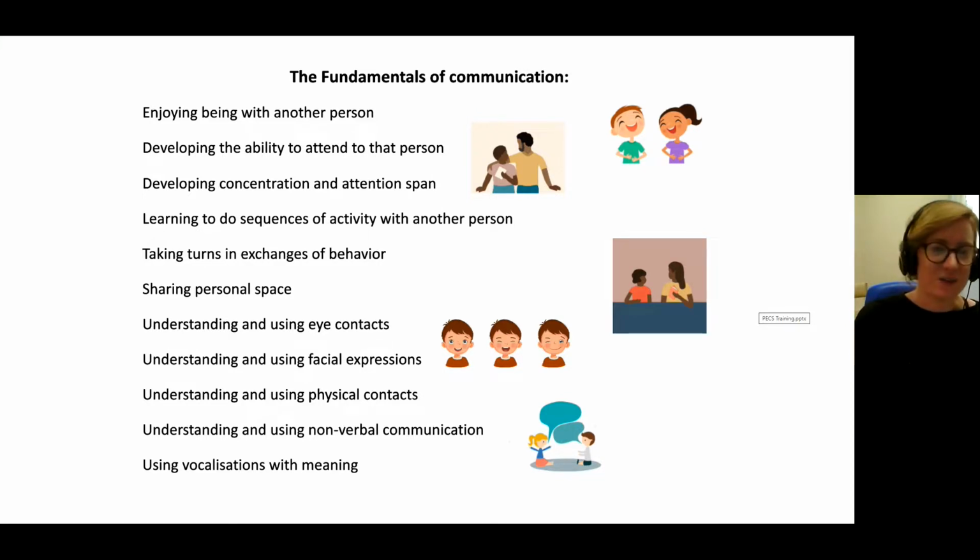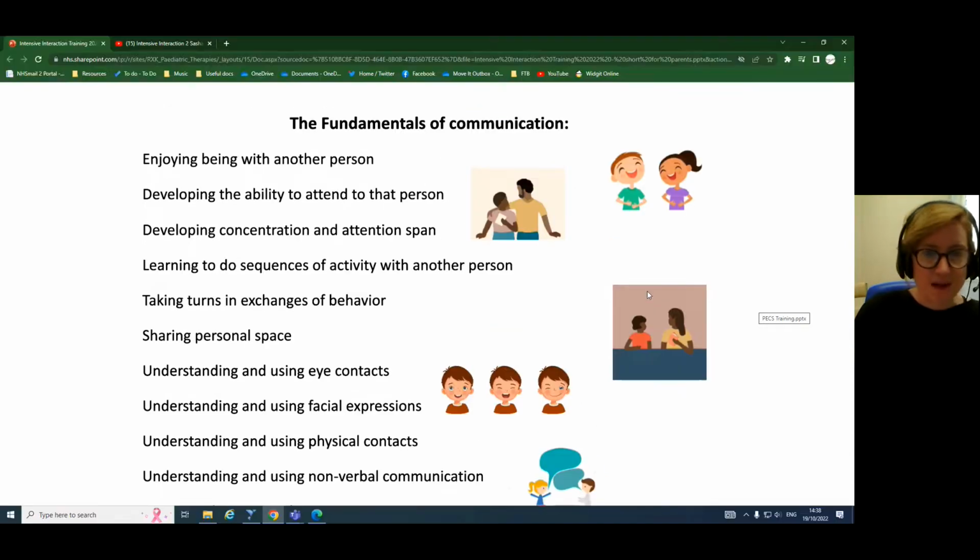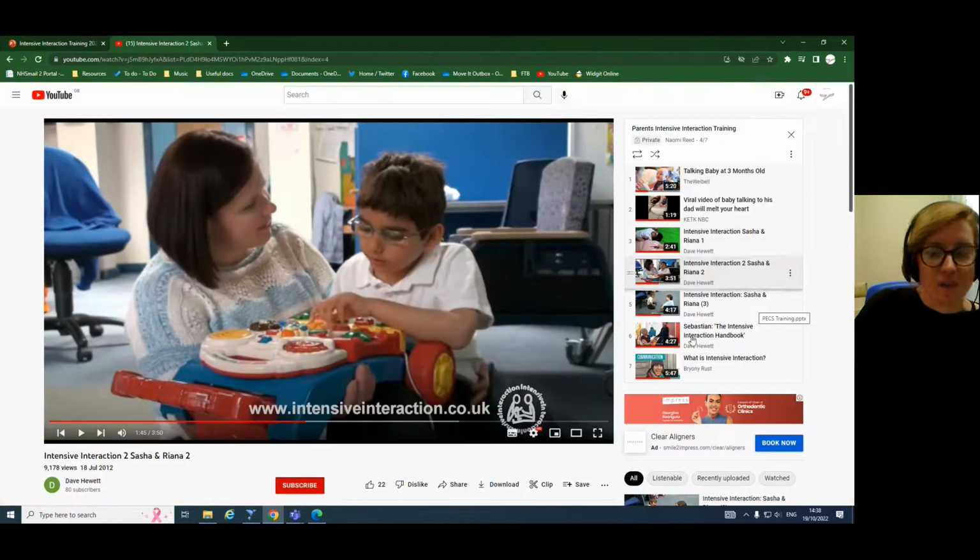So again, we can see that he's someone who doesn't mind sharing personal space. We're seeing a little bit more eye contact, a little bit more looking. We saw some more smiles. He's initiating some really gentle physical contacts, but we're not quite yet at the stage where he might be communicating intentionally, maybe non-verbally, pointing at center or vocalizing with meaning. So let's have a quick look at the third video of Sasha.